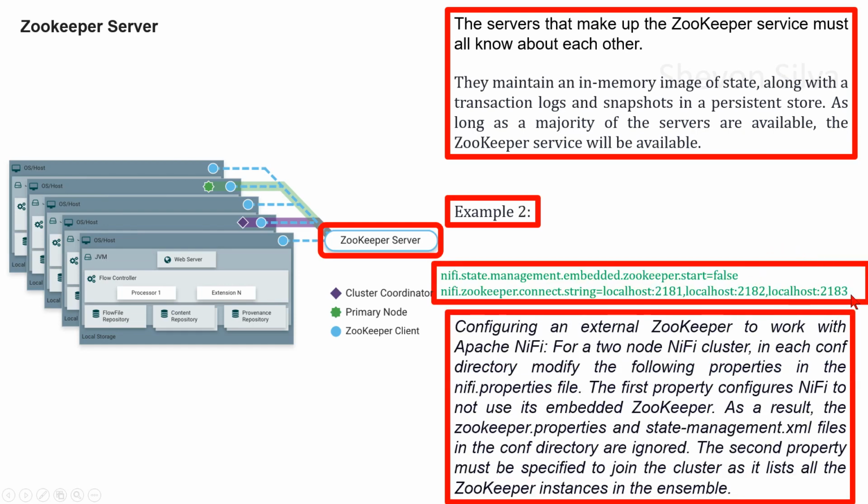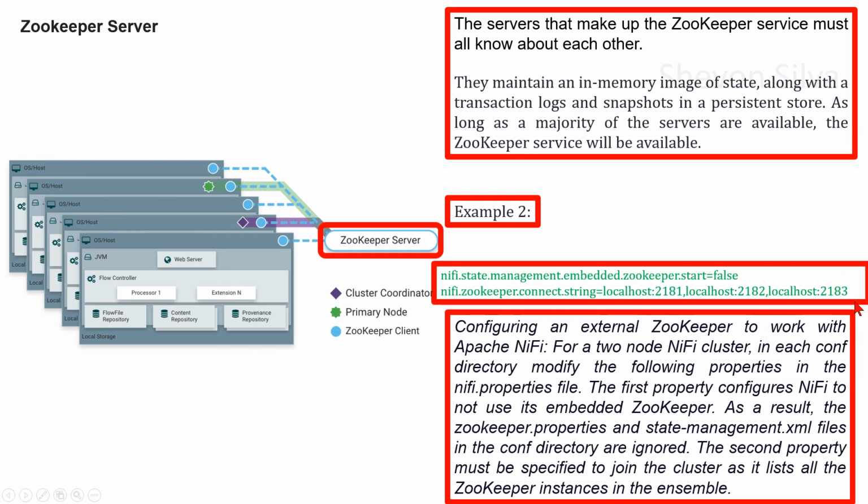As another example, we can consider this: nifi.state.management.embedded.zookeeper.start=false, and nifi.zookeeper.connect.string=localhost:2181,localhost:2182,localhost:2183. Configuring an external Zookeeper to work with Apache NiFi.